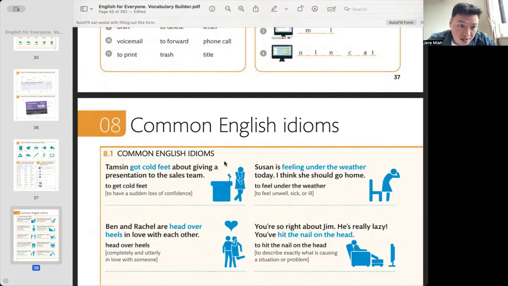Okay, so Thompson got cold feet about giving a presentation to the sales team. The idiom is to get cold feet, which means to have a sudden loss of confidence, right? Exactly. To get cold feet means to suddenly feel nervous or lose confidence about something. Okay, I'm going to make an example. Here's my example: I got cold feet before I was driving.